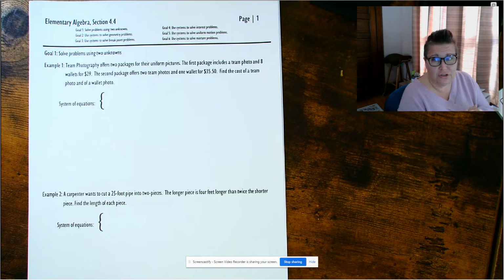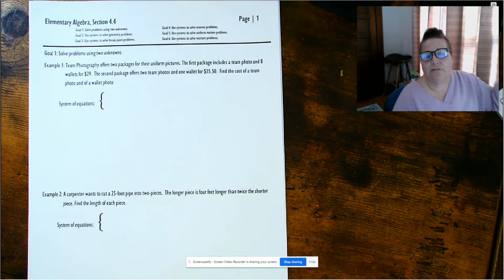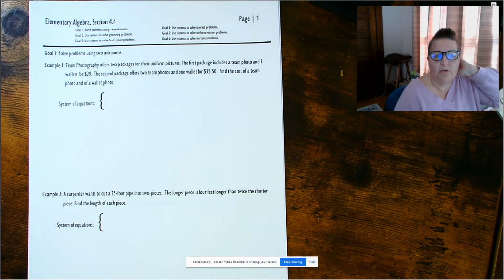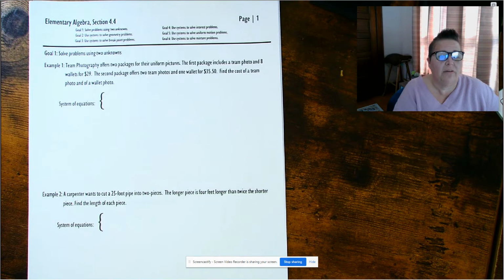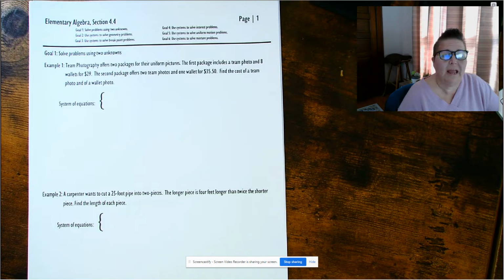These first 2 problems are about totals and adding 2 unknown quantities together to get a total. So here we go. The team photography offers 2 packages on their uniform pictures. The first package will include a team photo and 8 wallets for $29. The second package will offer a team photo and 1 wallet for $35.50. Find the cost of the team photo and that of a wallet photo.